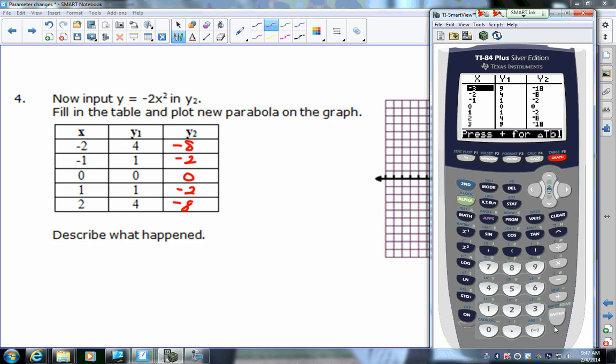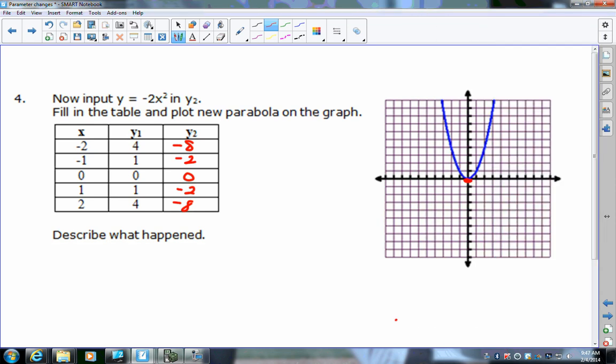Did my vertex change? My vertex is still 0, 0. Okay, so now let's go and graph those. So I start at 0, 0. I have negative 1, negative 2, 1, negative 2, 2, negative 8, and negative 2, negative 8. All right.